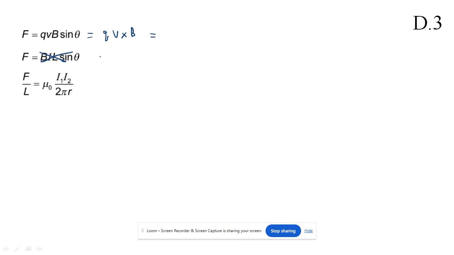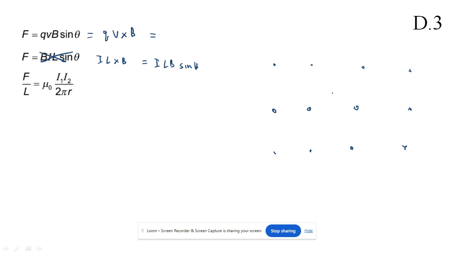It should be IL cross B, which you could write ILB sine theta, but nobody does. I understand that they're just writing this as the scalar part of it, but anyway, sorry. It should be written this way, in my opinion. And so this guy is for if you've got that same magnetic field and we've got a wire.